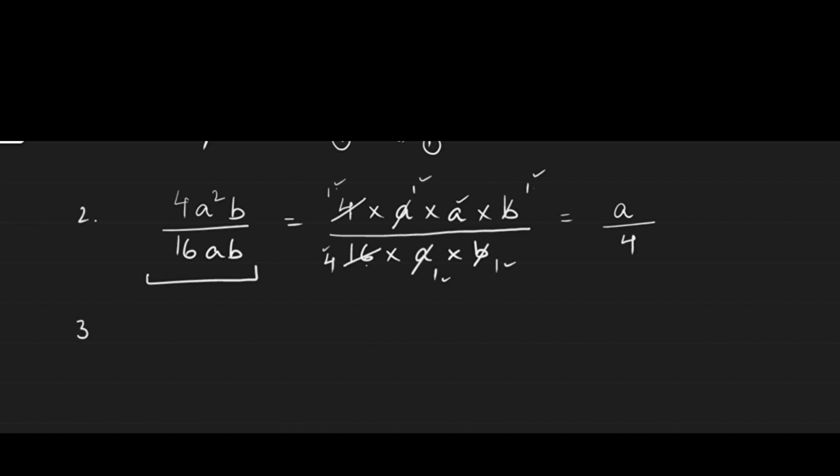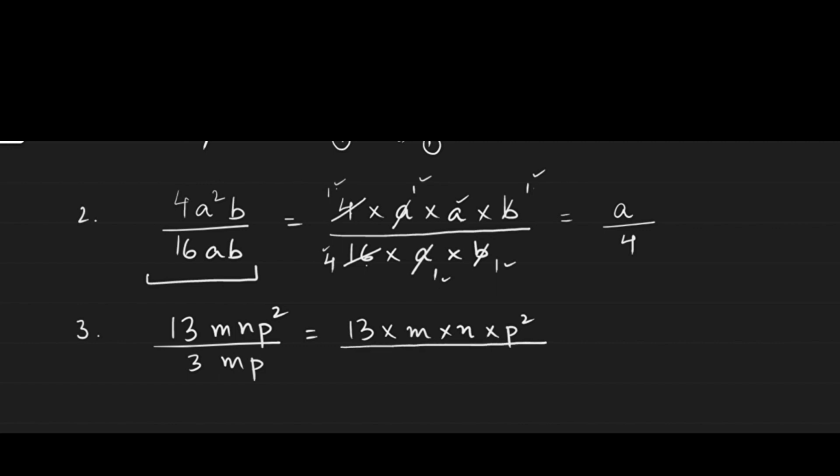One more example, 13mnp square over 3mp. Let's write them as a product of terms: 3 times m times p. If I look at the numerical part, 13 and 3, they do not have any common factor. There is no number which is a factor of both 13 and 3. So we are not going to do anything to 13 and 3. They will stay the same.